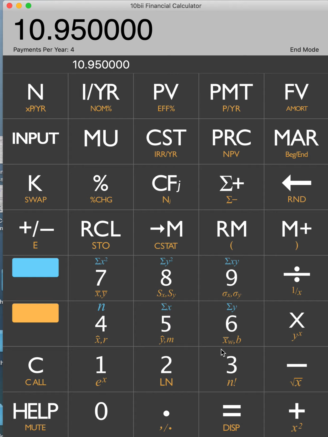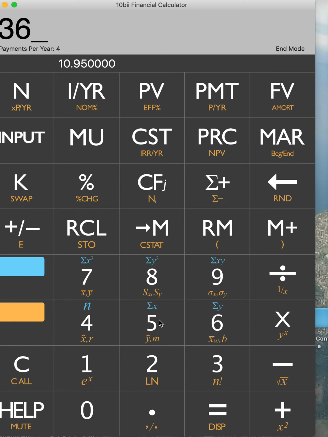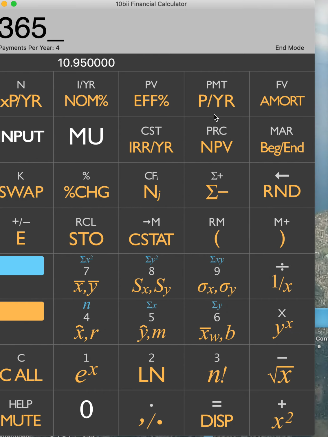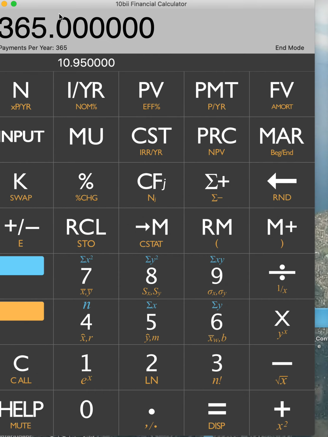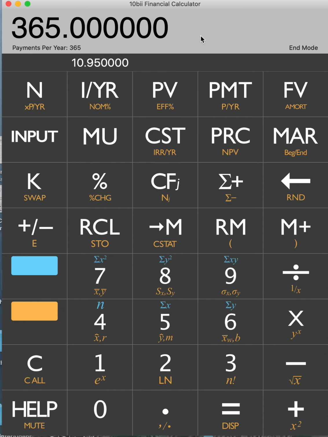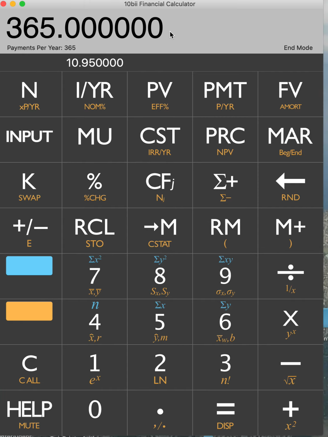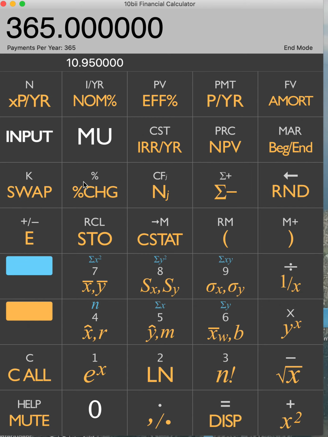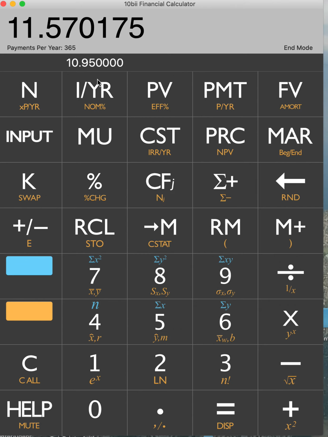Then 365 payments per year. Put it in there, and it says right at the top what the payments per year is. And then what's the effective rate? Kabunga. And that gives me 11.570175 as the effective rate. And so that's the first answer to that one.